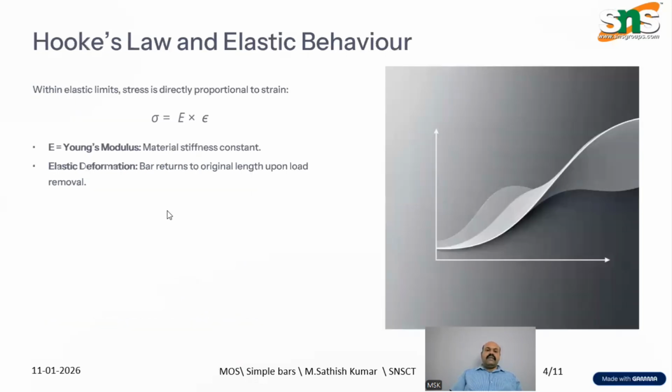And Hooke's law, elastic behavior: within the elastic limit, stress is directly proportional to strain. That is Hooke's law we have seen in the last class. And to remove the proportionality, we introduce a proportionality constant, capital E. And this capital E is nothing but Young's modulus, the material stiffness constant. And in elastic deformation, the bar returns to its original length upon load removal.